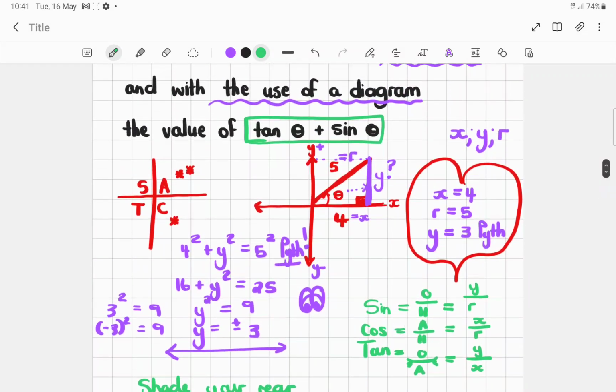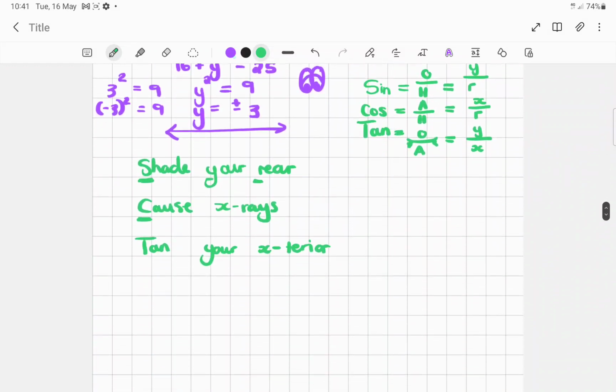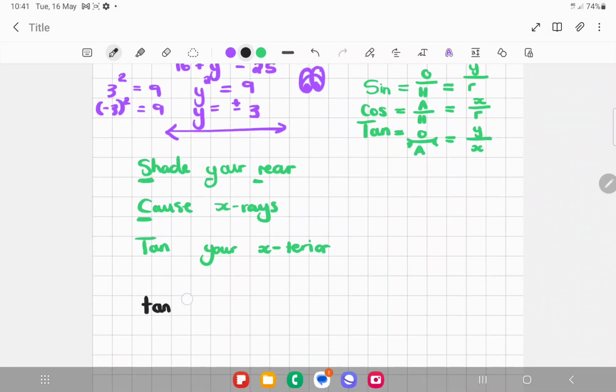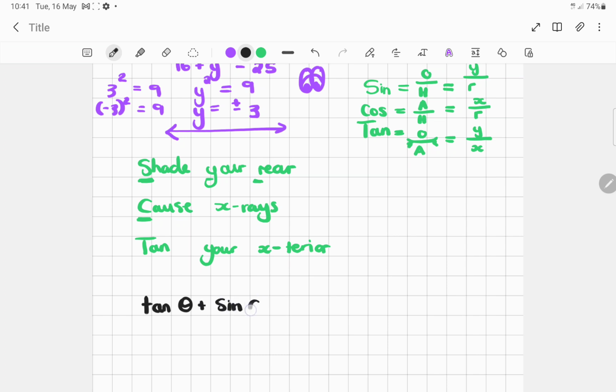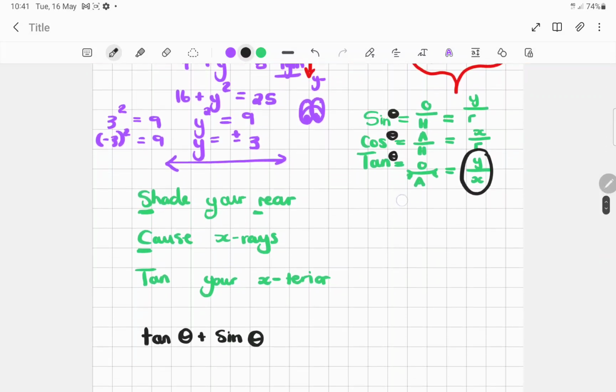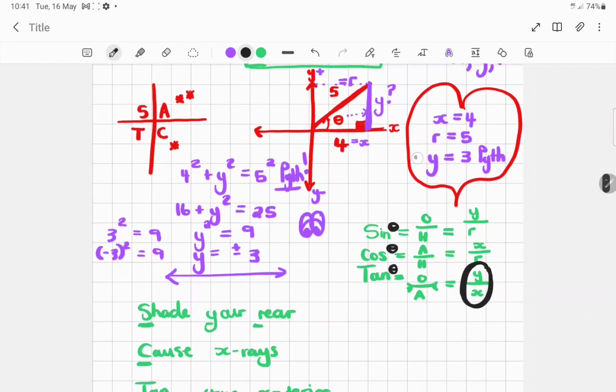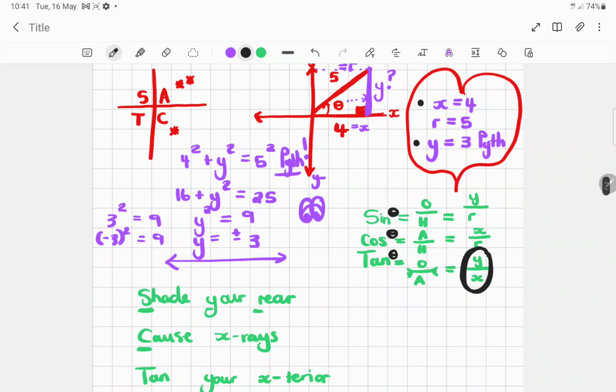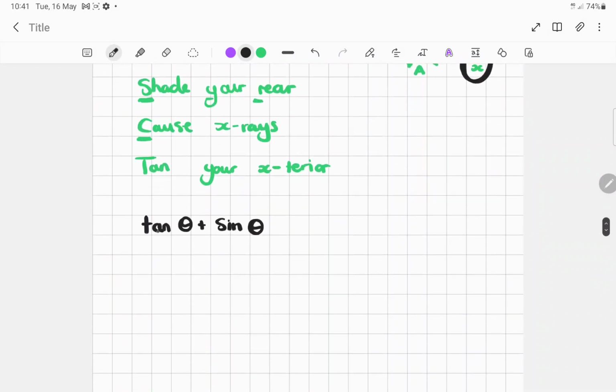So now we go back to what is asked: tan theta plus sine theta. That was originally what was asked, and now we're going to go to our ratios. Tan's value is y over x. Sine by itself means nothing, cos by itself means nothing. So tan theta's value is the same as y over x. Looking here, y is 3 and x is 4, so tan theta's value is 3 over 4.